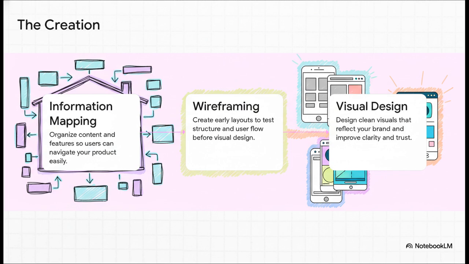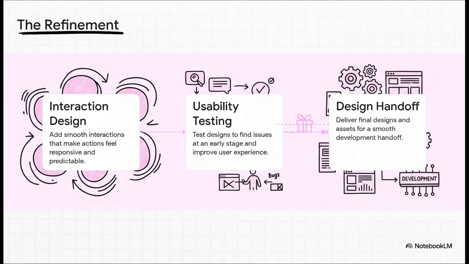Okay, next up, we start building the blueprint. This is where those ideas get a real shape. Information mapping is so critical in Web3. If the path is confusing, a user can make a really expensive mistake. Then you get the visual design, which isn't just about looking pretty. In a world full of scams, a clean, professional look instantly signals that this is a legitimate project you can trust.